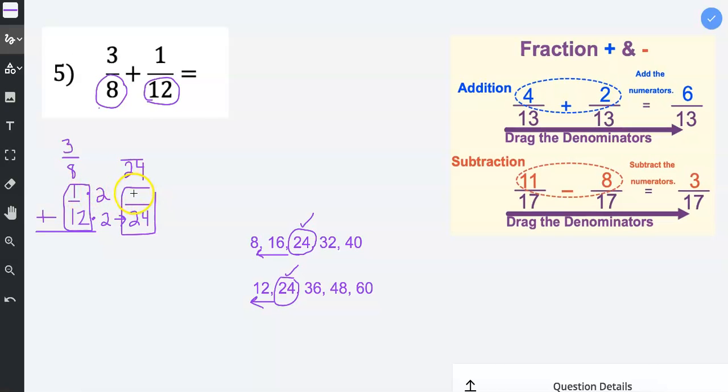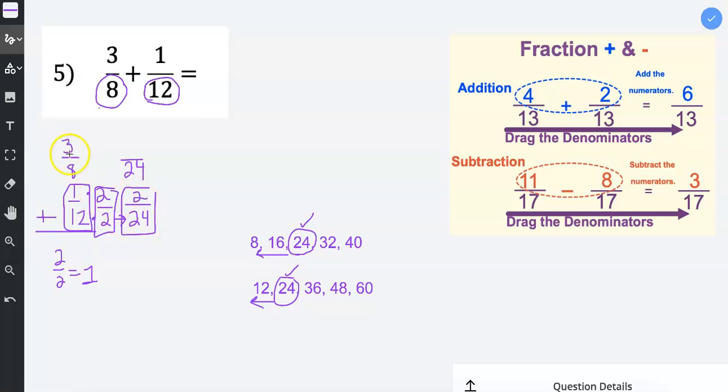So 1 times 2 is equal to 2. And the reason why this works is because essentially what we're doing is we're multiplying 1/12 by 1. Think about it. Isn't 2 over 2 equal to 1? It is. Multiplying a number by 1 doesn't really change it. In this case, it changes how it looks, but 1/12 is equivalent to 2/24.